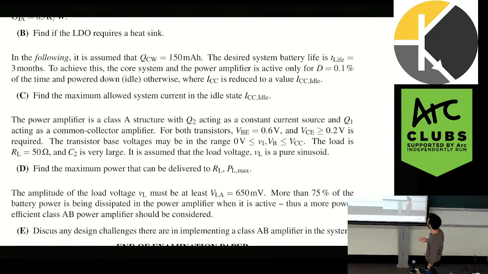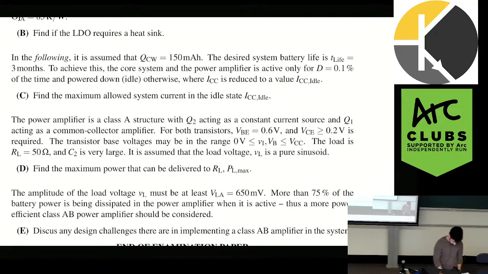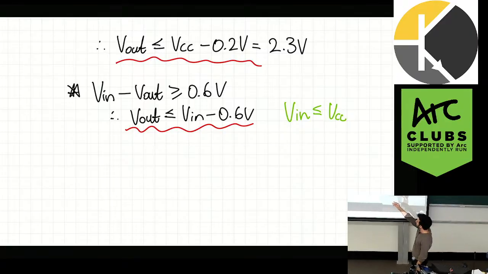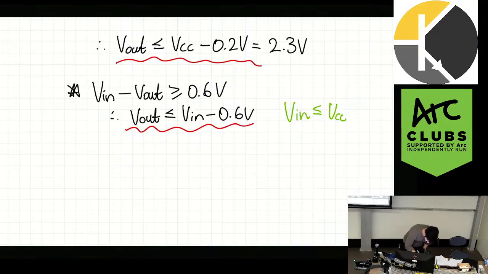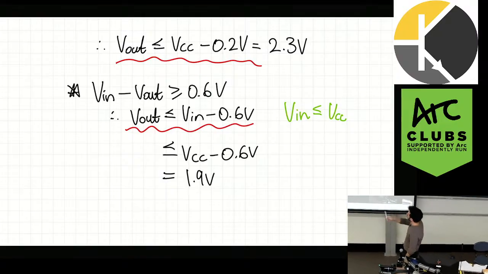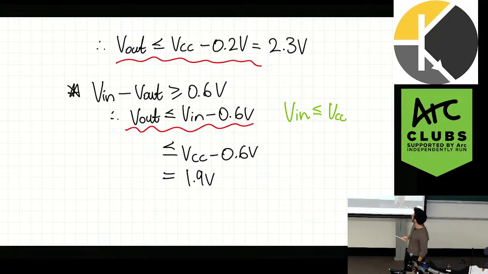That's VCC. So if I sub in, and again, I'm just looking at it from an inequality perspective. If Vout is less than or equal to Vin, if I can then figure out what Vin is less than, I can write this as less than or equal to VCC minus 0.6 volts, which gives 1.9 volts. So this value is lower than the value up, so this would be the proper bound.